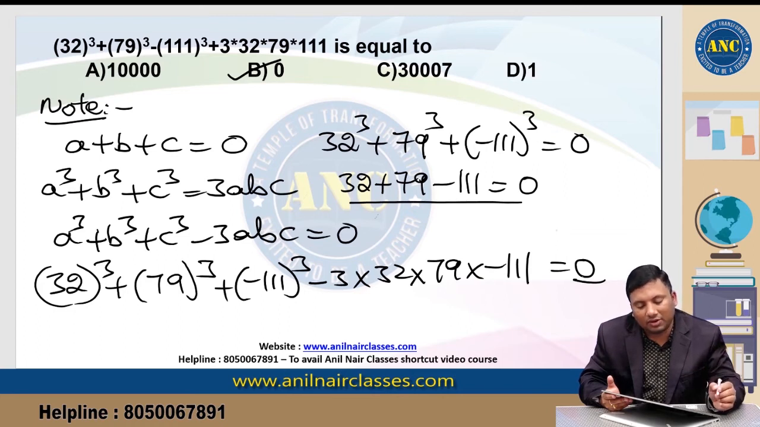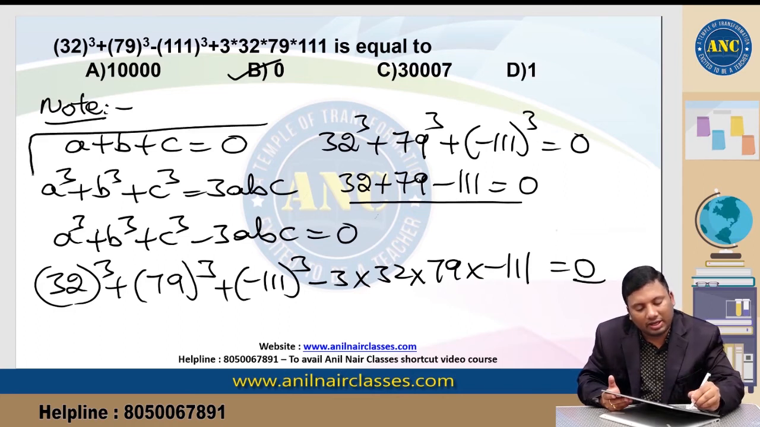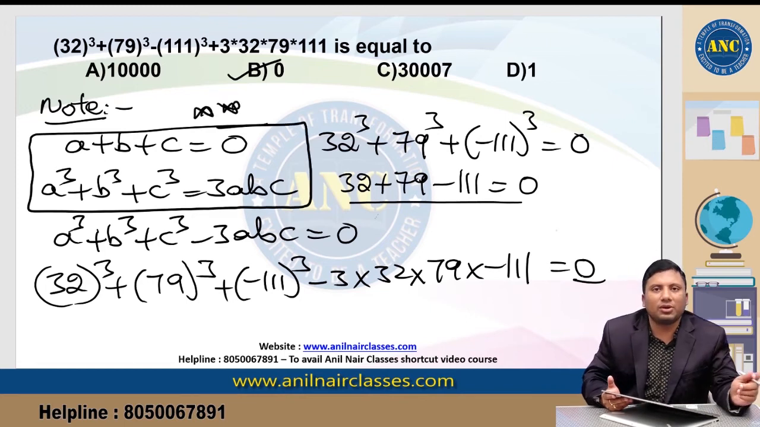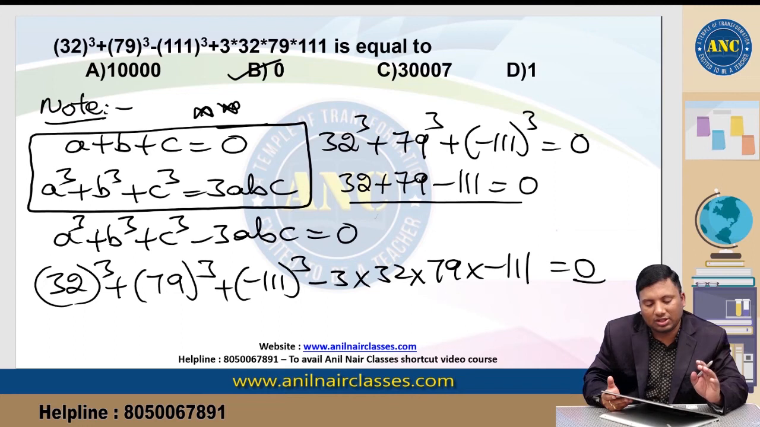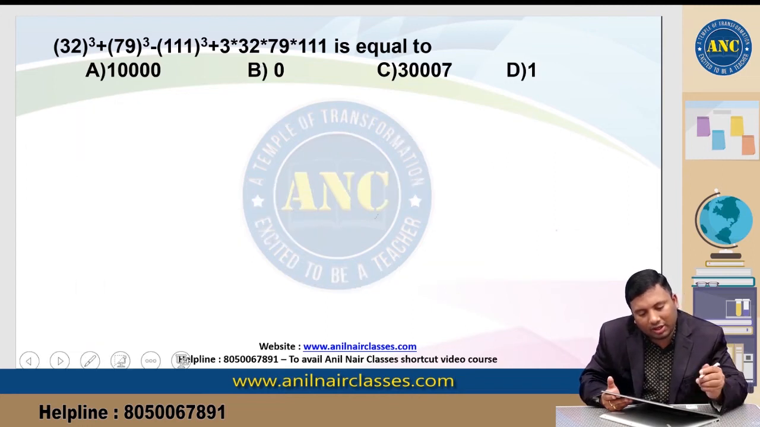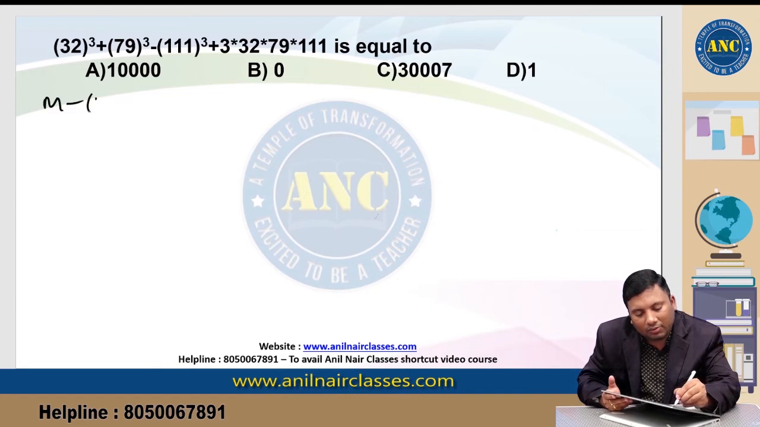This is one way of solving the question based upon the identity: if a plus b plus c is 0, a cube plus b cube plus c cube is 3abc. Again I am explaining. This is one way to solve. Another way to solve, just by looking at the question only, we are able to eliminate a few answer options.